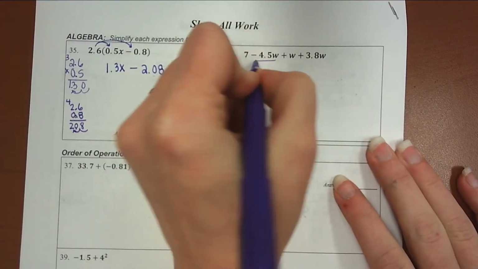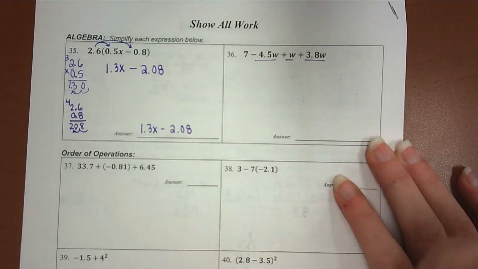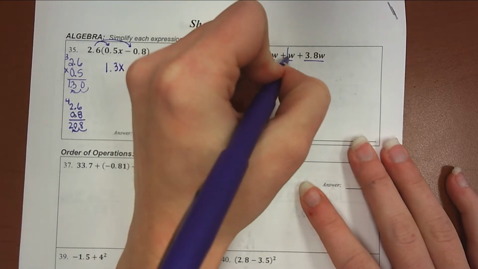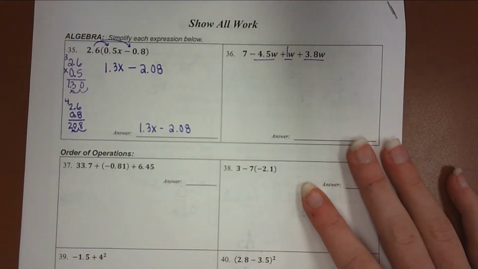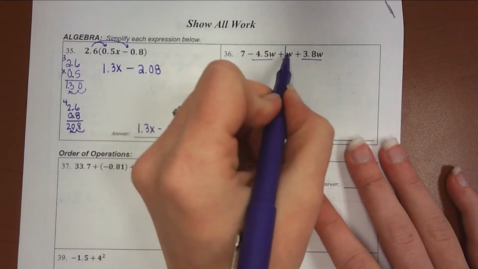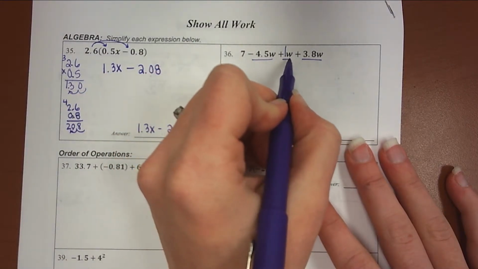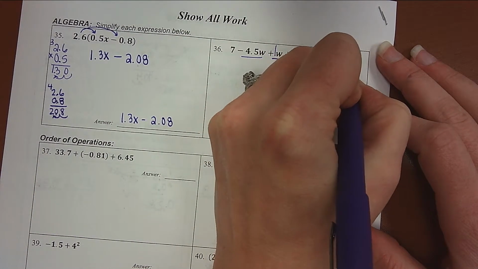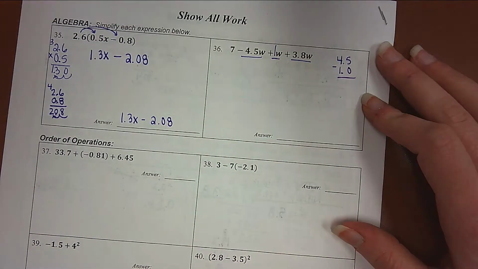Over here I'm going to combine like terms, and so I'm looking for terms with the same variable and the same exponent. Those are the last 3. And I'm going to put a 1 in front of this first W just to kind of help myself out a little bit. I know that here and here, when I have same signs, I add and keep, but I have a negative and a positive, so I have to subtract 4.5 minus 1, which is like 1.0.